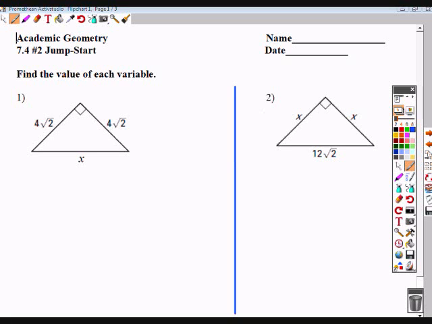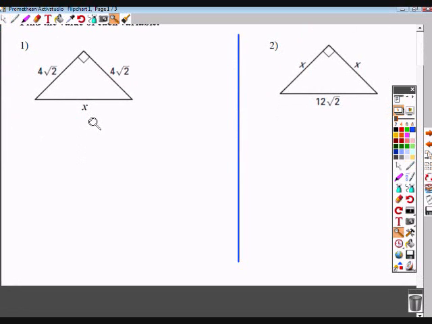All right, guys, let's go ahead and begin with question number one here. As we spoke of yesterday, question number one would be an isosceles triangle because both of our sides are congruent here. Therefore, it is a 45, 45, 90 triangle. Okay, shouldn't have a problem recognizing that. And remember, we talked about the relationships yesterday.